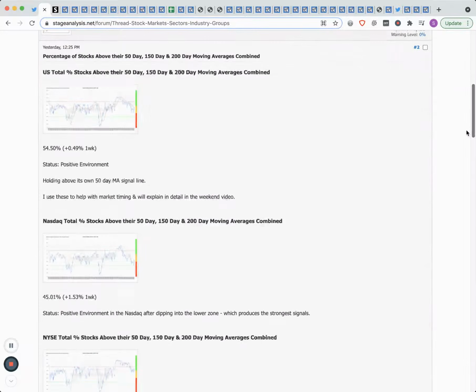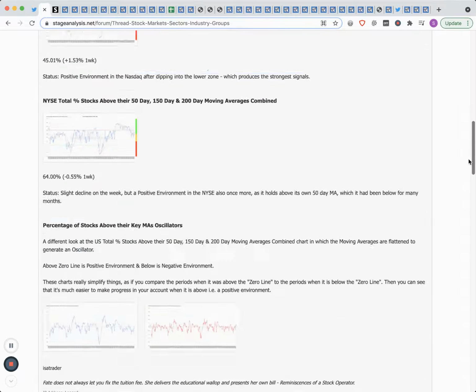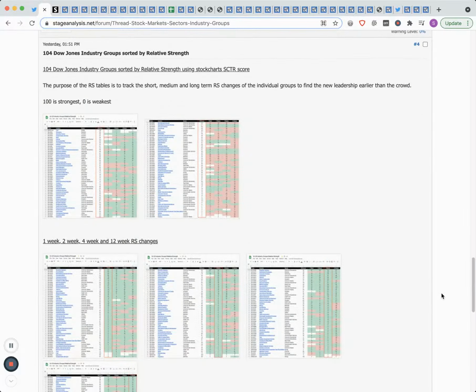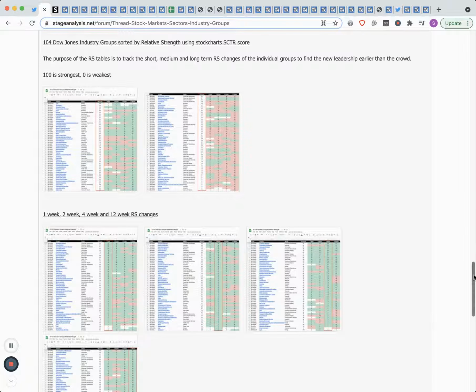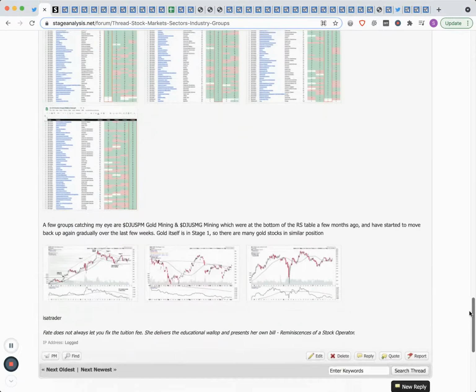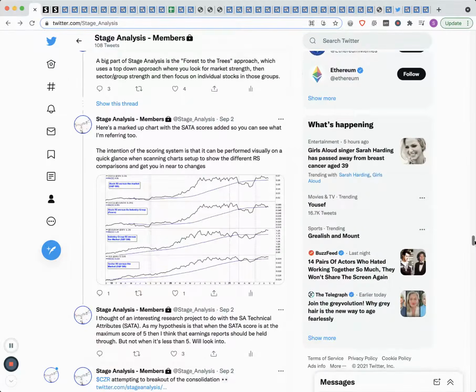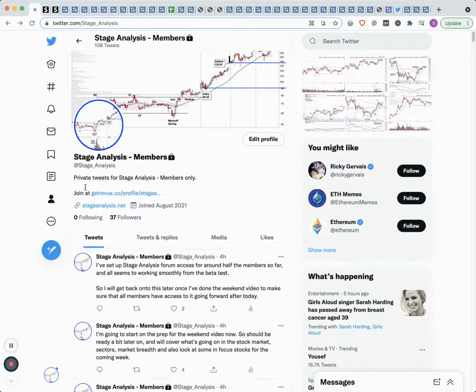And like I said, I break out these. You've got the percentage of stocks above their moving averages. You've got the cumulative point and figure. I post all the index charts, the relative strength tables, and individual stocks to do with the individual groups. And then we've got some other areas as well. So this is a developing new area. But for the moment, the private Twitter stream is the main thing.